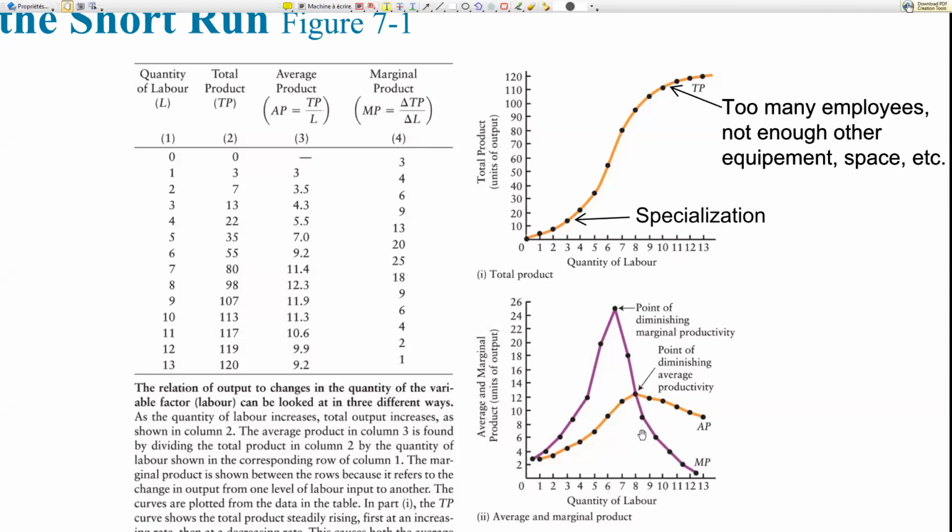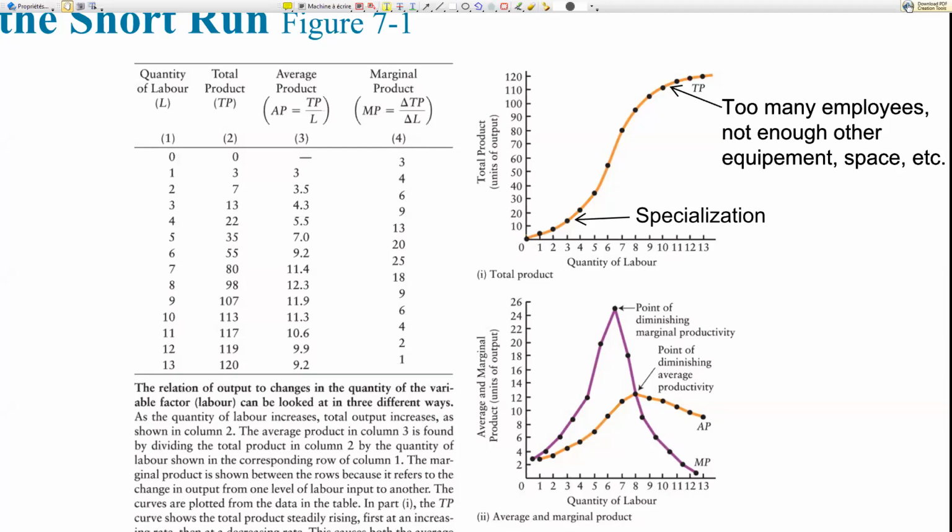So you may have noticed something very interesting there. It's that the marginal product crosses the average product at what looks like the maximum of the average product curve. So this is not a phenomenon that's specific to production, economy, or anything.